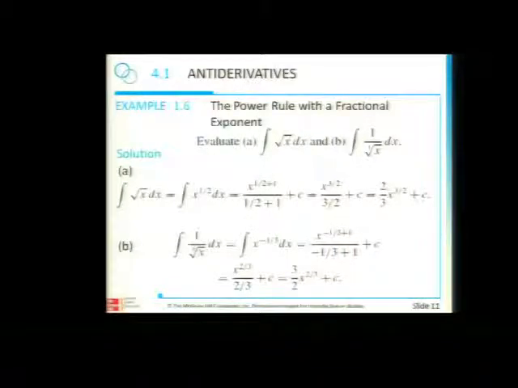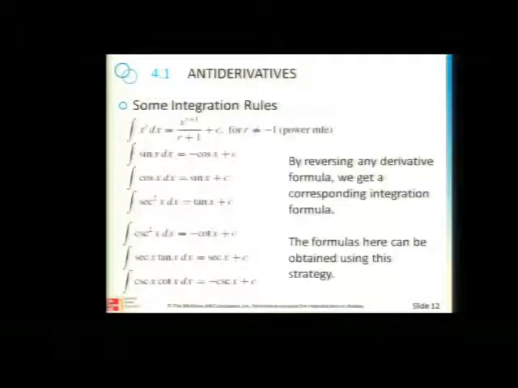If it's 1 over the cube root of x, same thing. We change it to exponential form. So this is the same as x to the power minus 1/3. And then we can apply the power rule. So minus 1/3, we just add 1 to it, yeah? And divide by the same number. And then we add a constant c. So pretty straightforward for this power rule.